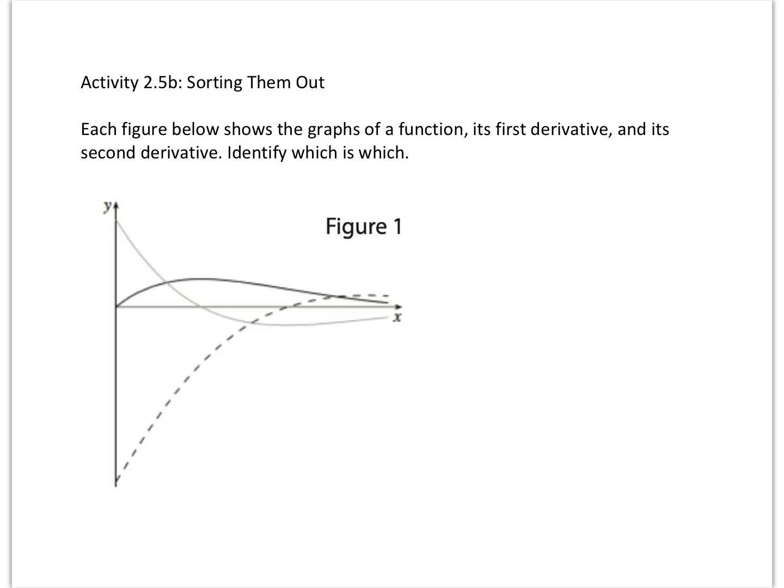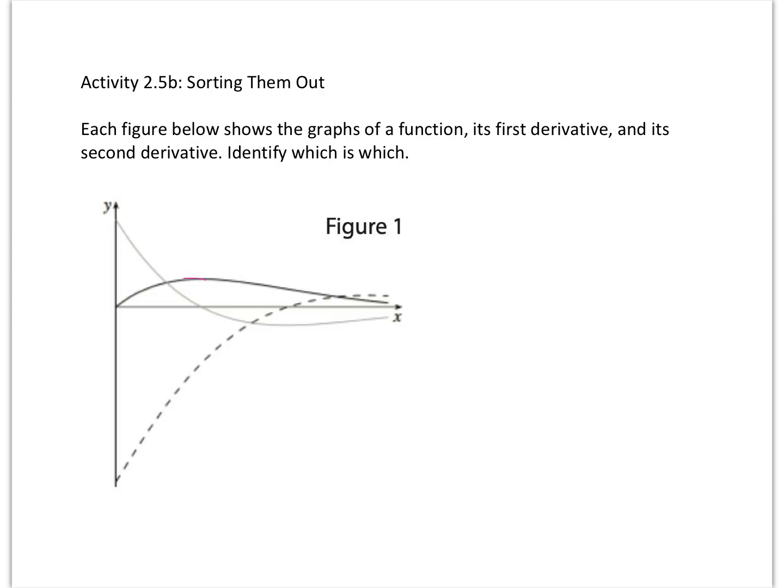Each figure below shows the graph of a function, its first derivative and its second derivative. Identify which graph is which. So I'm going to start by looking for horizontal tangent lines. I think that is the easiest way to identify potential derivatives, because wherever I have a horizontal tangent line, its derivative should have a 0 or an x-intercept.